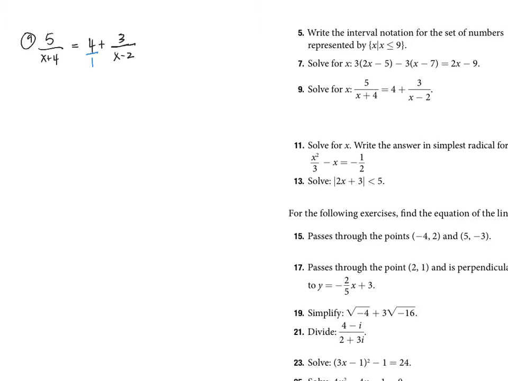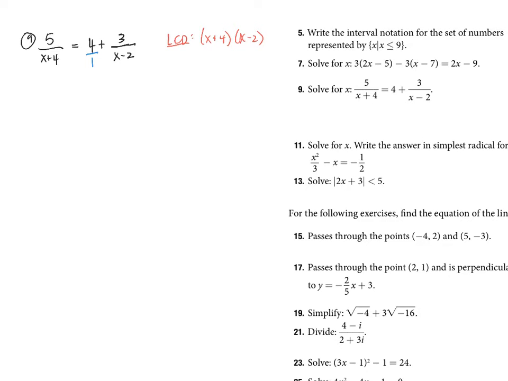And then what you want to do is look at all of your denominators and find the least common denominator. So we have a factor of x plus 4. We have a factor of x minus 2. So our LCD is going to be the product of each unique factor of all the denominators. So one unique factor is x plus 4. The next unique factor is 1. Well, I don't need to multiply by 1. And then the next unique factor is x minus 2. So my LCD is going to be x plus 4 times x minus 2.